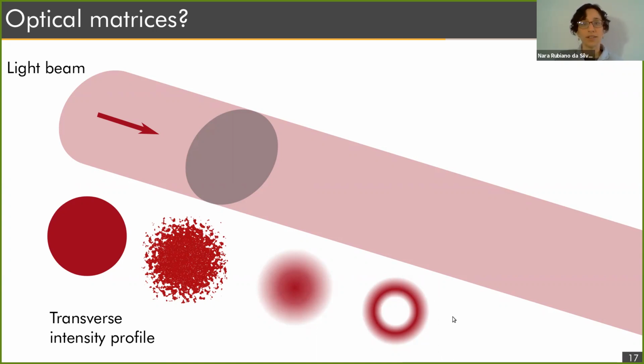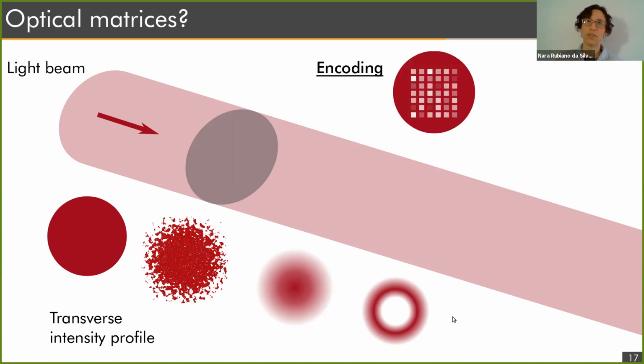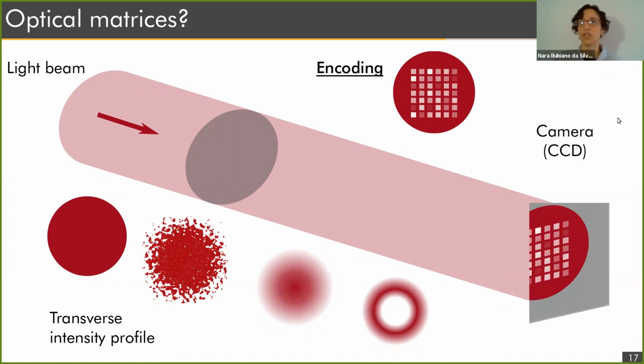The point here is that we want to encode in this transverse intensity profile something that looks like a matrix. And the main advantage of using intensity distributions for this encoding is that we can easily detect it. We can just place a CCD camera here and record the intensity of the light beam.